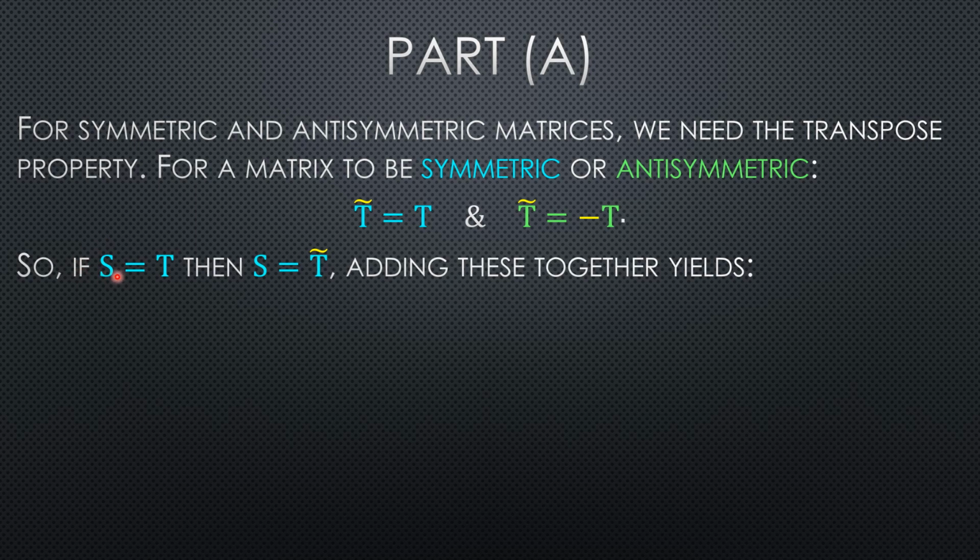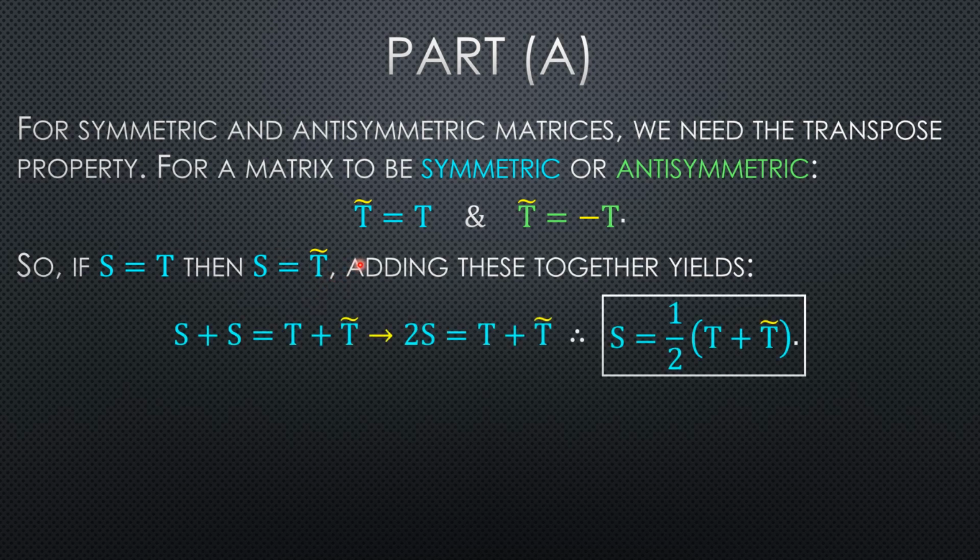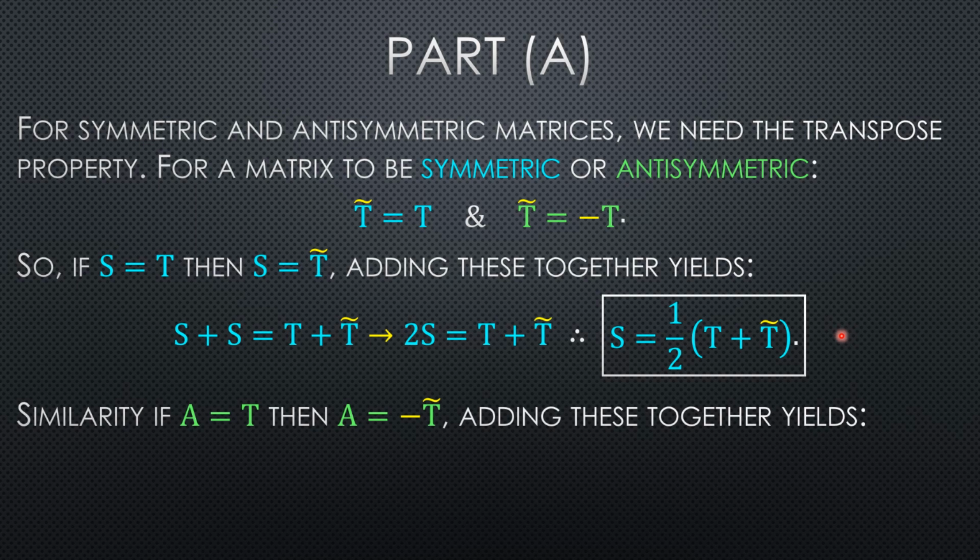So if S equals T, some symmetric matrix, then S also equals T transpose. And if we add these two statements together, we get S plus S, which equals T plus T transpose, gives us 2S equals T plus T transpose. Therefore, solving for S, we get 1/2 (T plus T transpose). Pretty easy, pretty straightforward. Also, if A equals T, some antisymmetric matrix, then A equals negative T transpose.